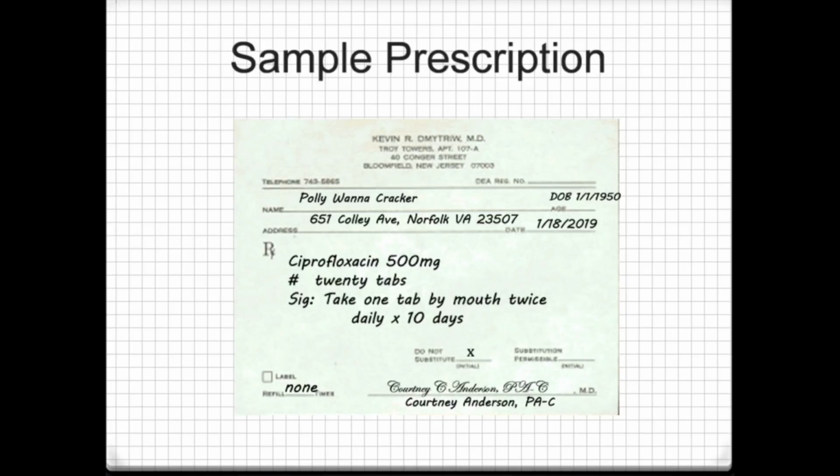In this example, you see the Sig, which states, take 1 tab by mouth twice daily for 10 days. So we see the amount, the route, the frequency, and the duration, since this is clearly a short-term antibiotic course. It is from the SIG that you can figure out the number you want the pharmacist to dispense.